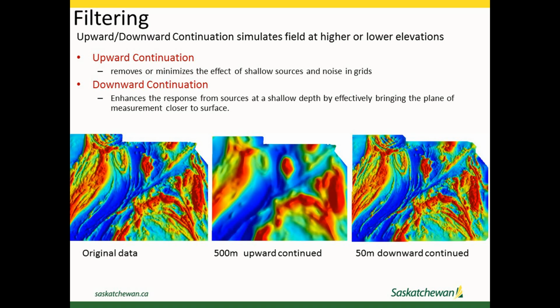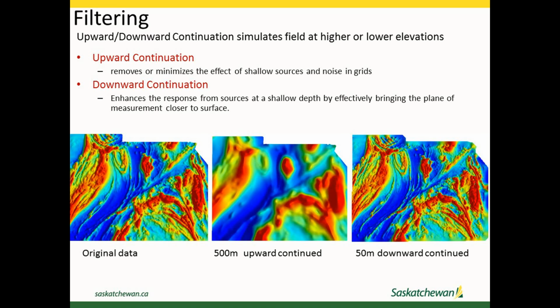Upward and downward continuation simulates the field at higher or lower elevation. Upward continuation, for example, this map is 500 meter upward continuation. It removes or minimizes the effect of shallow sources and noise.